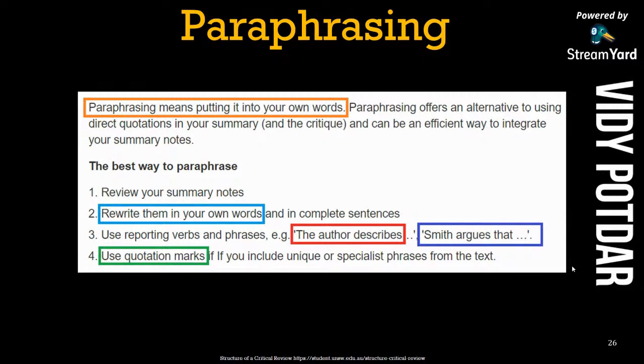So the best way to paraphrase, and you can read this in detail later as well, is review your summary notes, whatever you have done, and rewrite them in your own words in complete sentences. Use reporting verbs and phrases like the author describes or Smith argues, and so on. And if you are using exact text, make sure that you put that in double quotes. That is very important and critical if you're picking up sentences as they are. Otherwise, it would be considered plagiarism, so you want to avoid that.